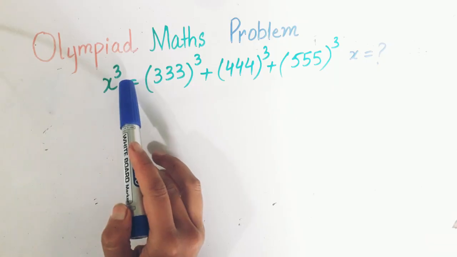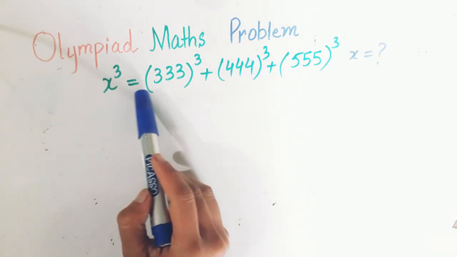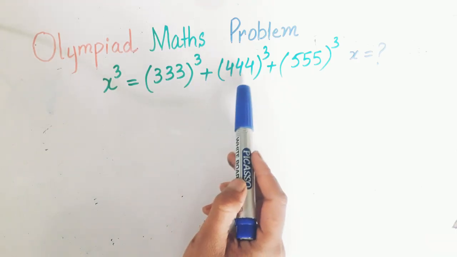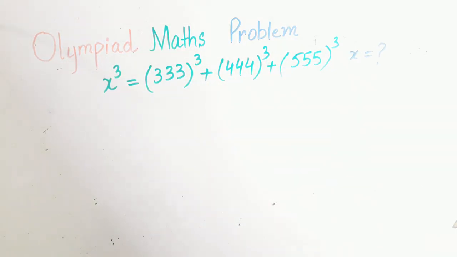In today's video, we will solve a very interesting Olympiad math problem, that is x cube equals 3 cube plus 4 cube plus 5 cube. You have to find the value of x.